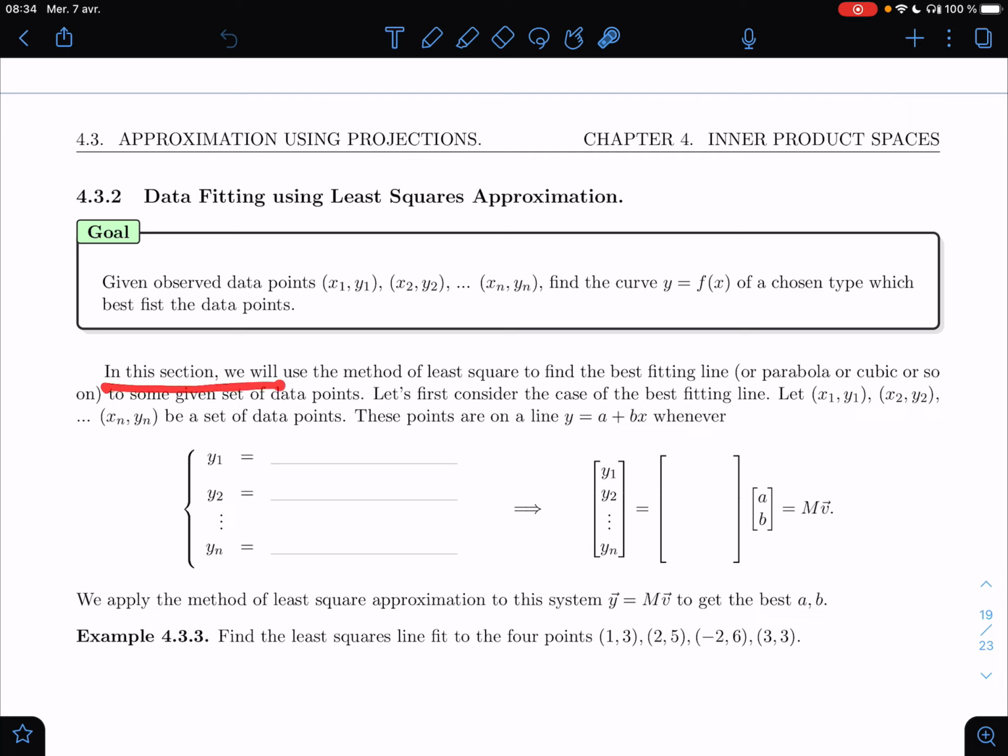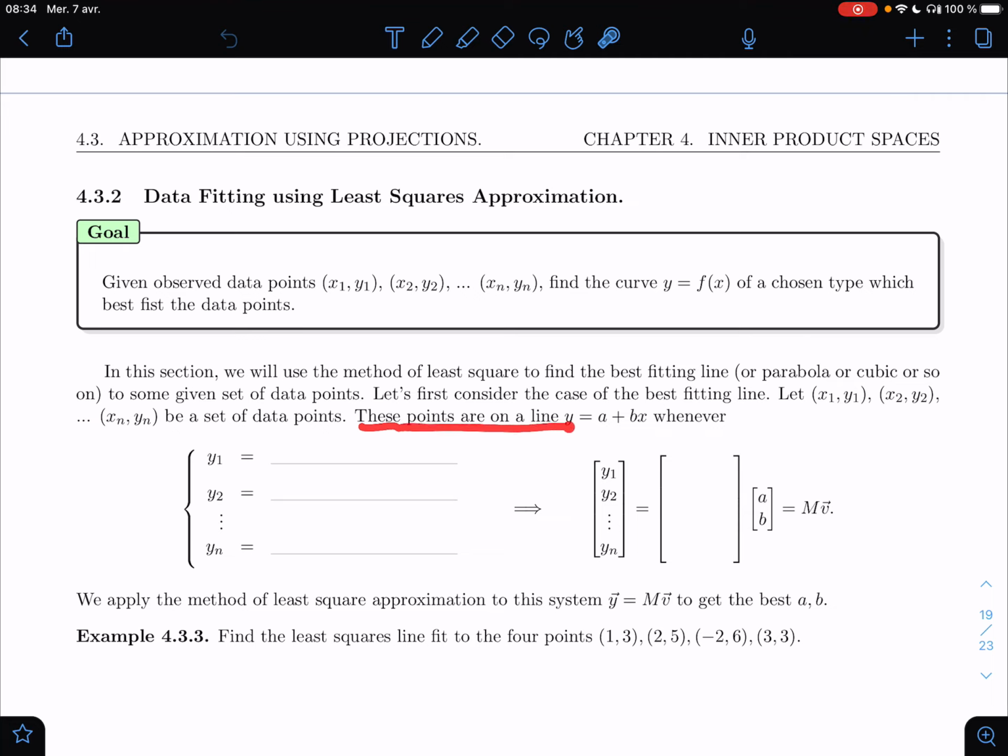So in this section, we'll use the method of least squares to find the best fitted line or parabola or cubic and so on to some given set of data points. Let's first consider the case of the best fitting line. Alright, so let's assume I have all of these data points.